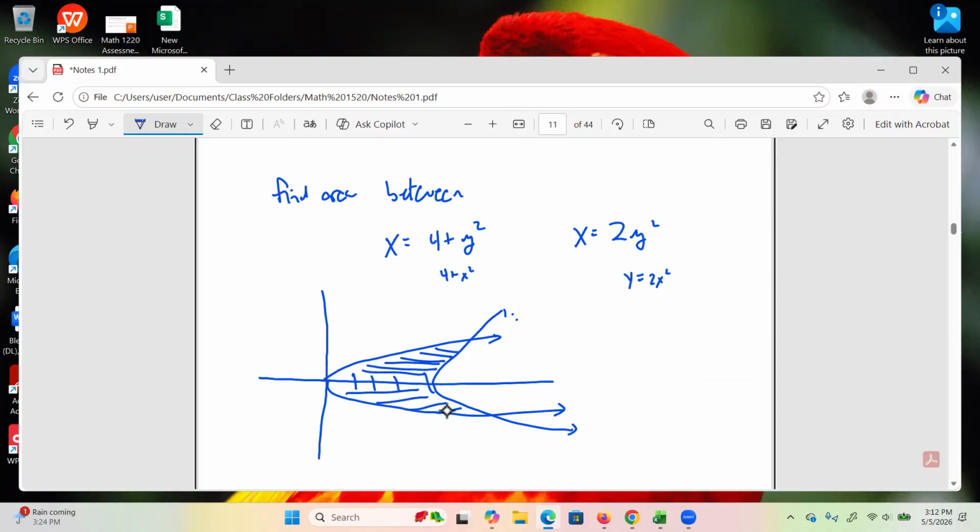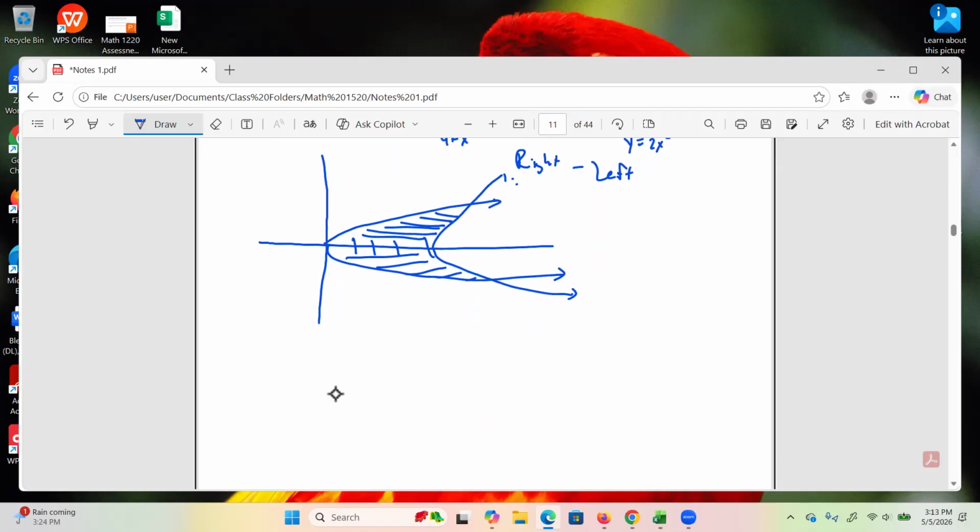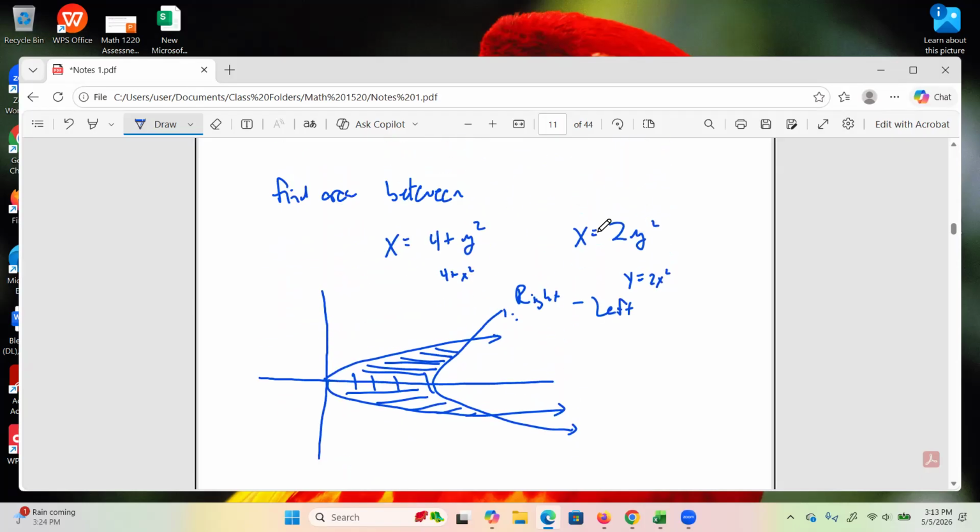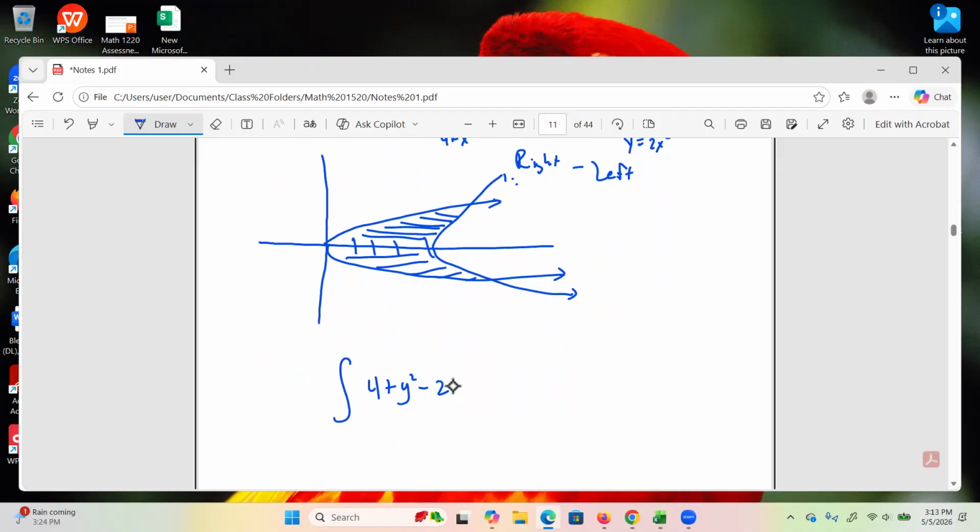Now, just like with the original functions we did top minus bottom, when we have these side-to-side functions, x equals f of y, we're going to go from right to left. So we say the right function minus the left function. In this case, 4 plus y squared is the right function. So this is going to be 4 plus y squared minus 2y squared. Now, there is one thing we have to do before we can start integrating this stuff. Where do they intersect?